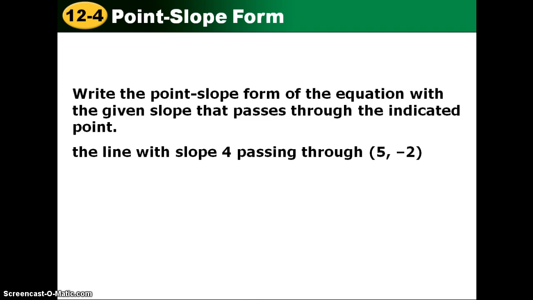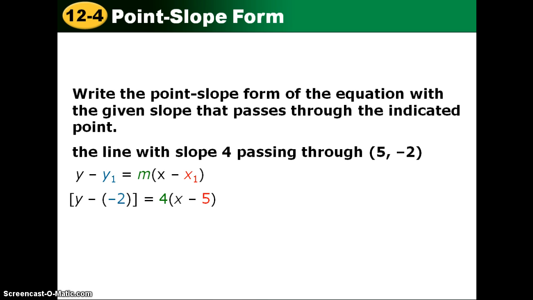Let's go the other direction. Write the point-slope form of the equation with the given slope that passes through the indicated point. The line with slope 4 passing through the point (5, negative 2). So we start with our point-slope form. The slope is 4, that would be m. X is 5, which would be x1, and negative 2 is y1. So when we substitute the numbers in the correct places, this is what we would get.